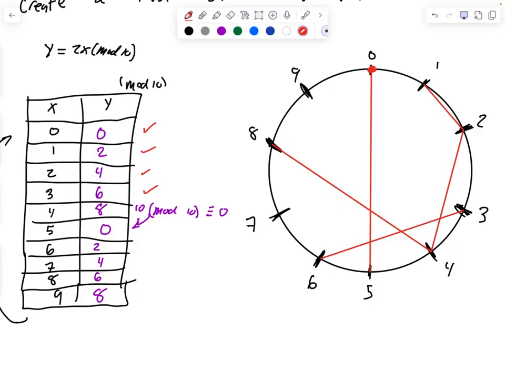8 goes to? And finally, 9 goes to? And there is our answers.